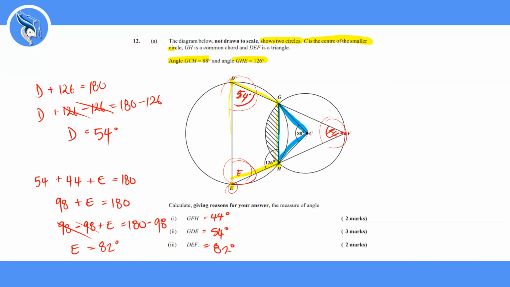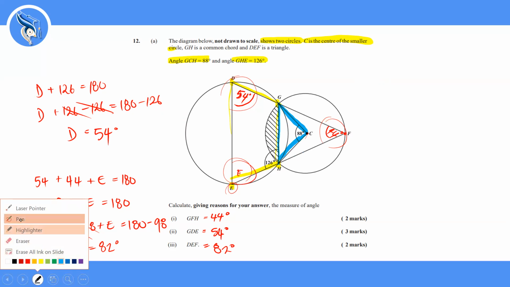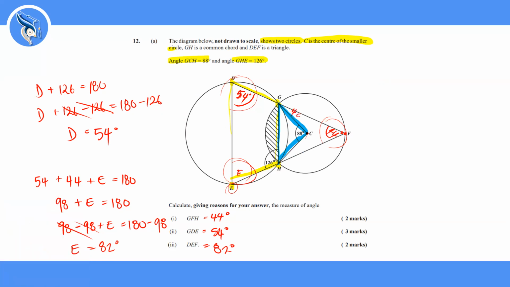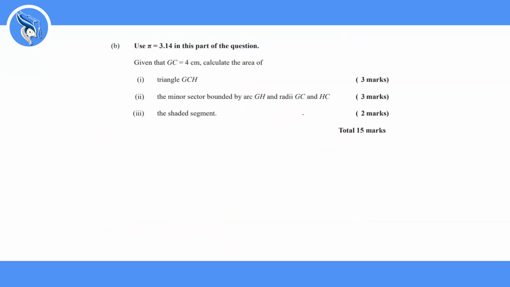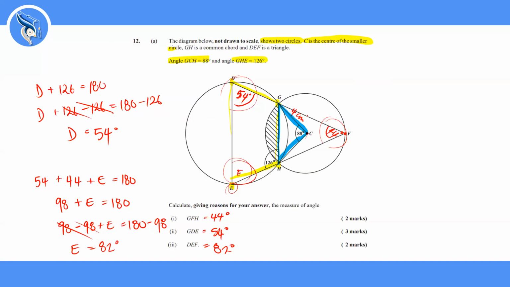So triangle GCH is here. And GC is 4 centimeters. It said centimeters, right? And not meters. Yeah, 4 centimeters. So we now know that the radius of this circle, the smaller circle, is 4 centimeters. Now, to calculate the area given angle C here, it doesn't really matter if it's angle C, you're given an angle and you know the value of two sides.